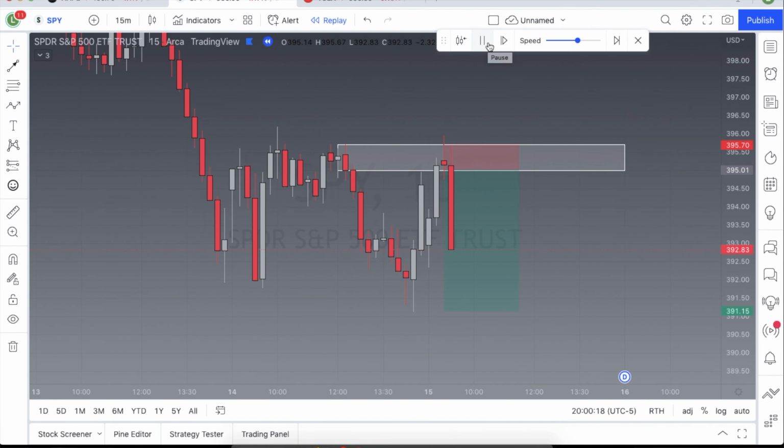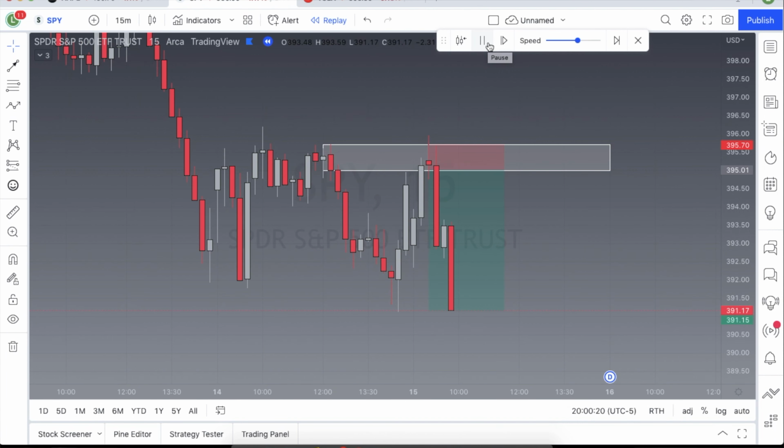If I let this play out, we'll be able to watch and see what price ended up doing. And this here is where I ended up taking my profits on this trade. Just anticipating a rejection off the supply zone. Once I saw that price wanted to reject, I entered my trade and let it play out. And then me and the group ended up making profits.